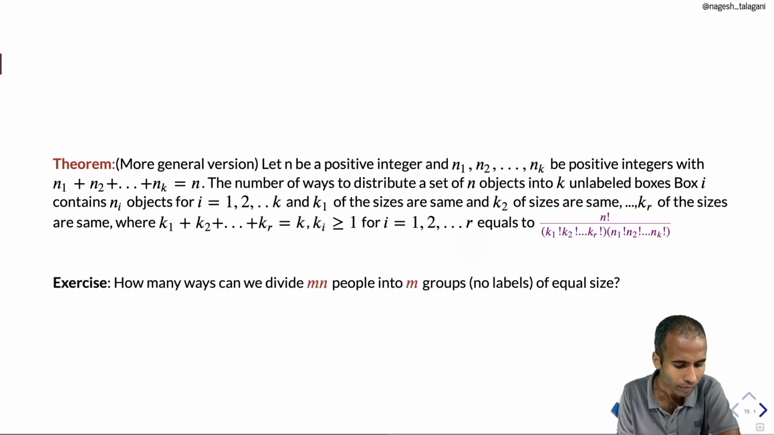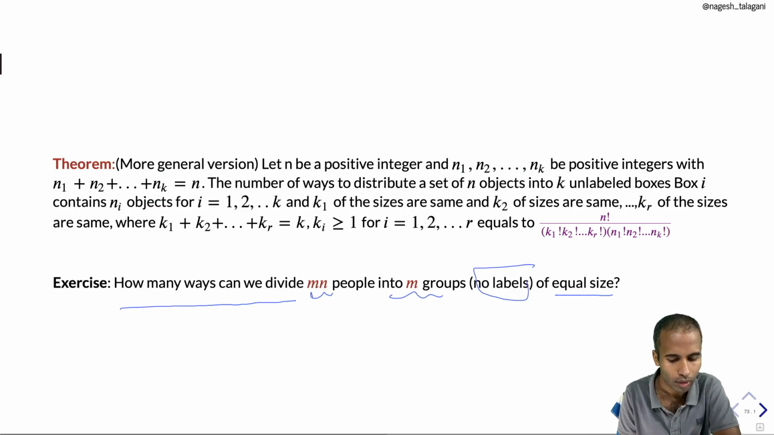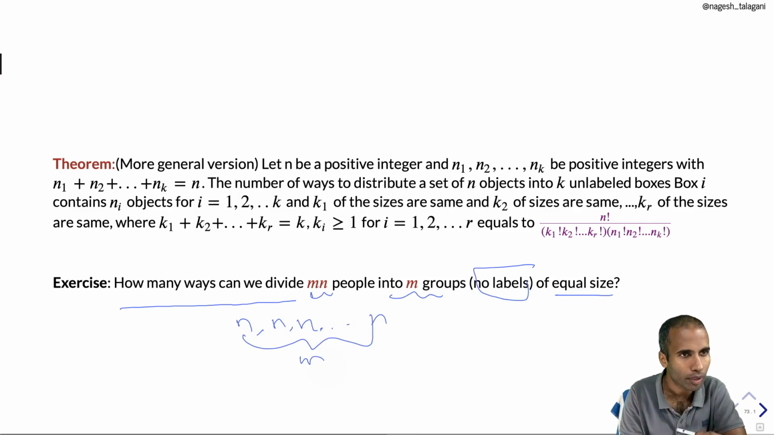Here is the exercise. How many ways can we divide mn people into m groups of equal size? No labels. Okay. So m groups of equal size means what should be that equal size? n, right? So m groups means we have sizes n, so on n. How many? m. So now try to apply the above theorem.